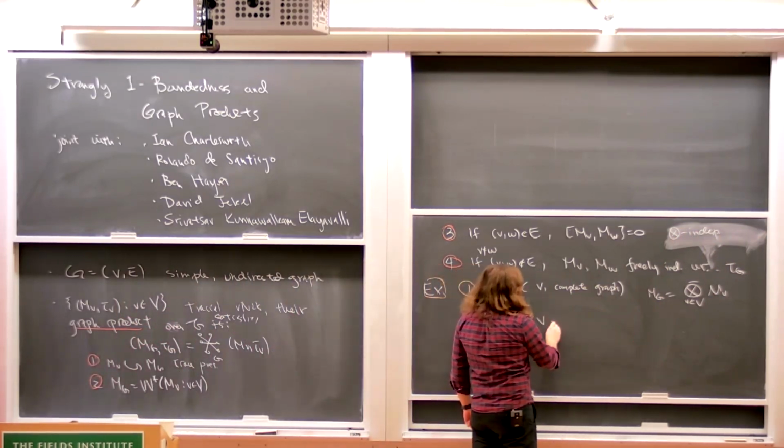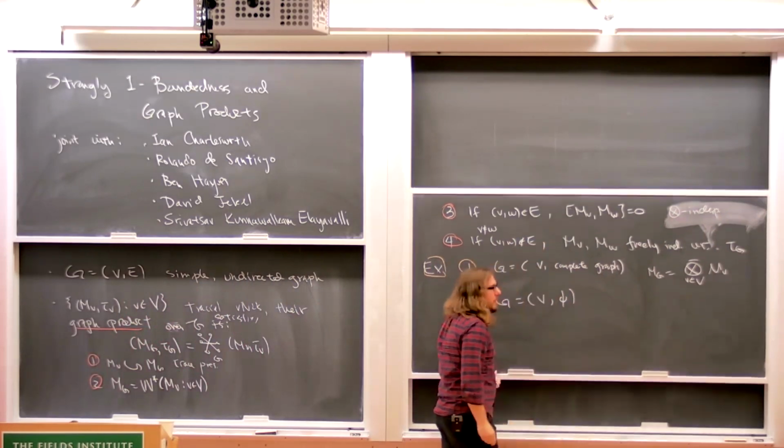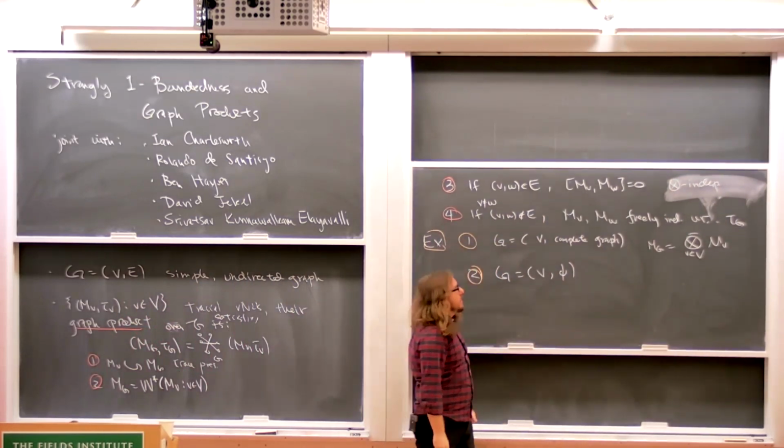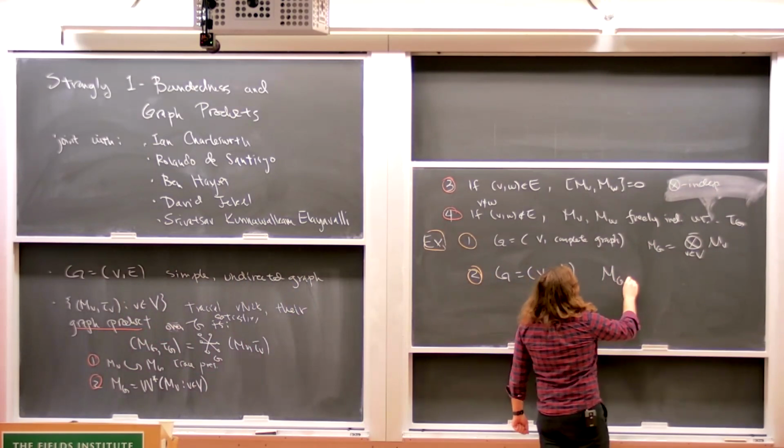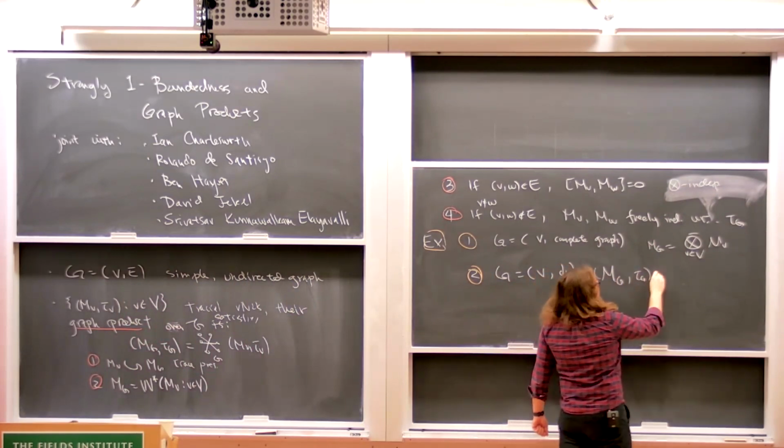So let's say you don't have any edges whatsoever. Then, of course, this becomes the dominating relation, and you end up getting the free product with respect to these various traces.